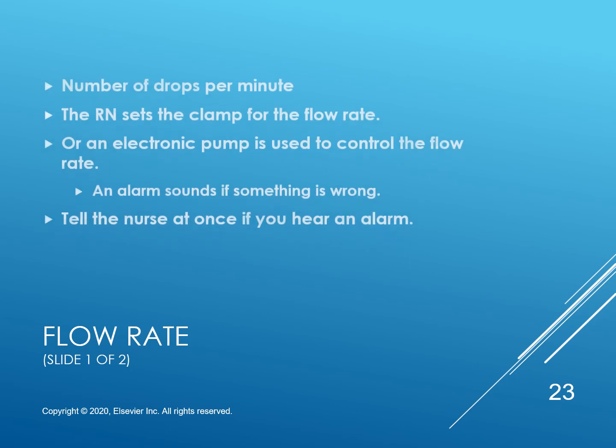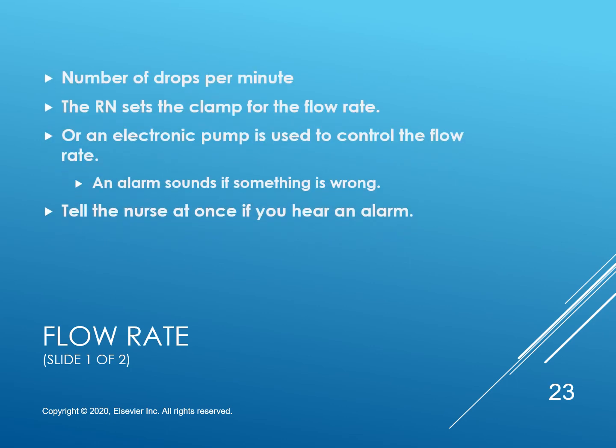Flow rate: the number of drops per minute. The RN sets the clamp for the flow rate. An electrical pump may be used to control the flow rate. An alarm sounds if something is going wrong. If the tube is kinked or whatever, it will alarm for the nurse to come and take care of it.